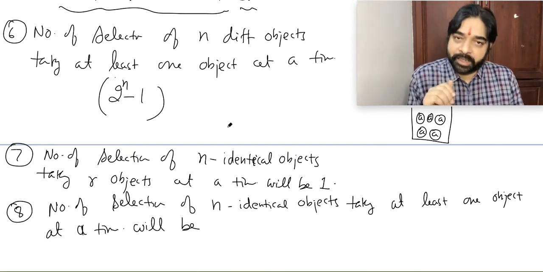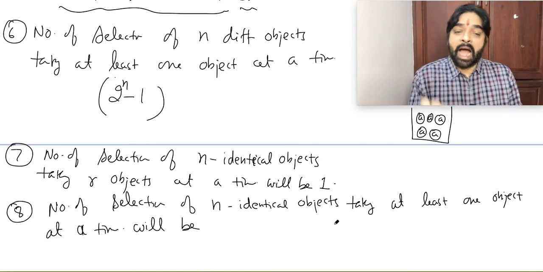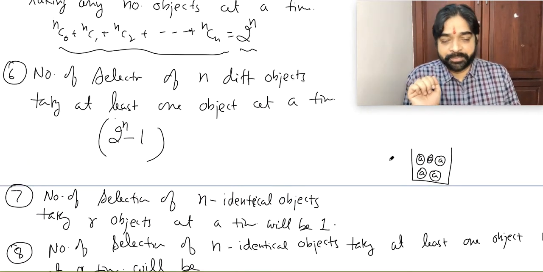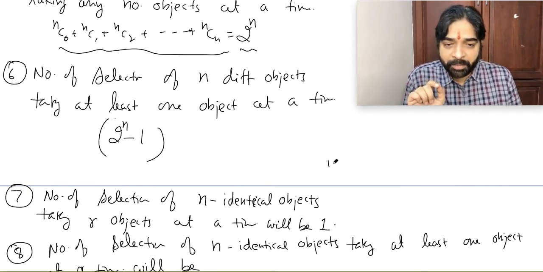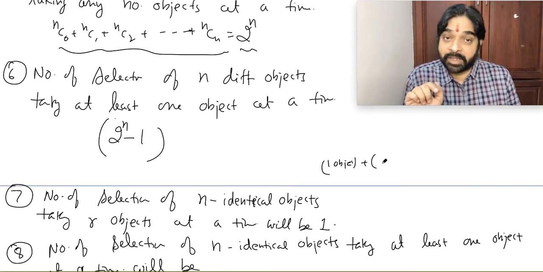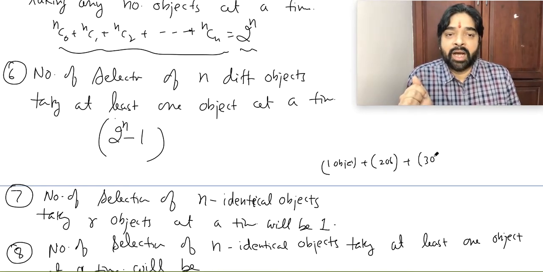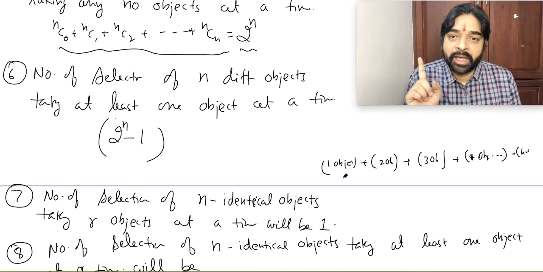At least one object at a time. Means what do you say? Either I have to select one object, or I have to select two objects, or three objects, or four objects, and so on up to n objects. Are you able to understand? In how many ways can you select one object? NC1?